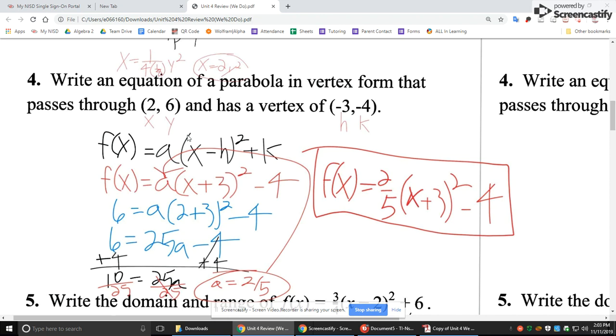And then plug in your x and y. Again, the y replaces the f of x. So 6 equals a times (2 plus 3) squared minus 4. What's 2 plus 3? 5. What's 5 squared? 25. So I have 25a minus 4 equals 6. So add 4, I get 10 equals 25a, divide by 25, and I get 2/5. So it gives me my function of 2/5 (x plus 3) squared minus 4.